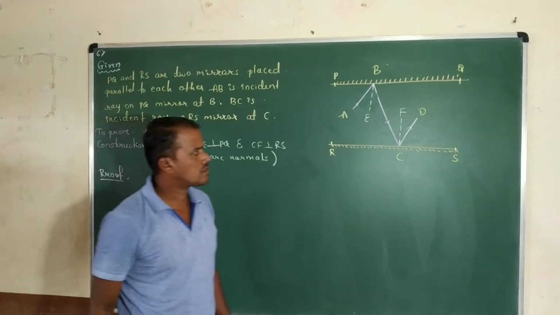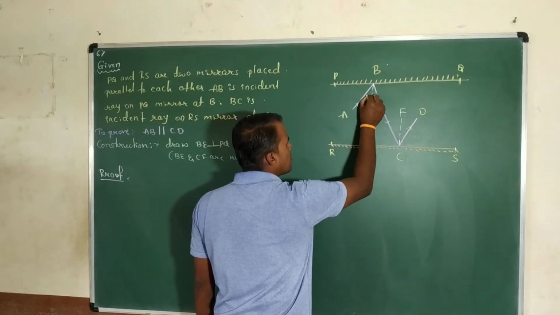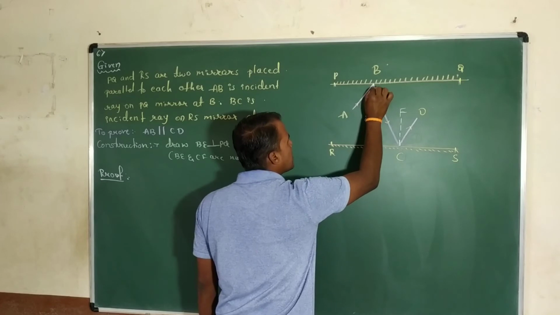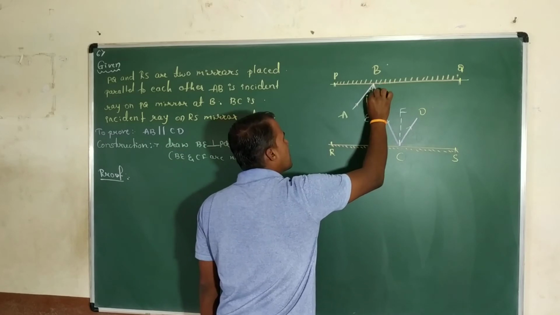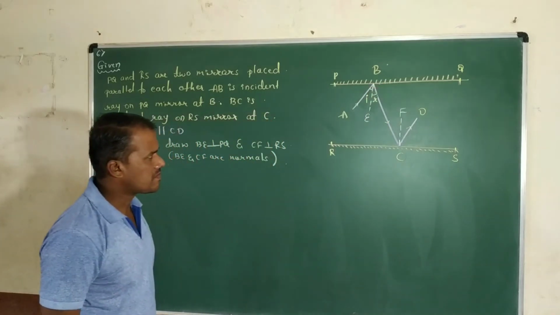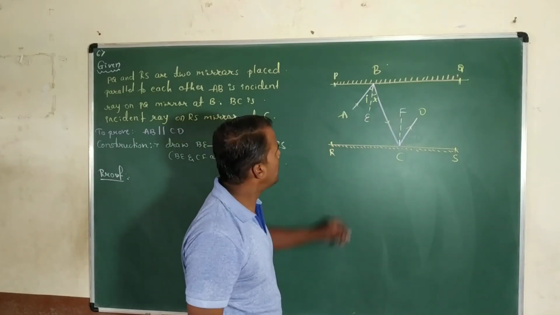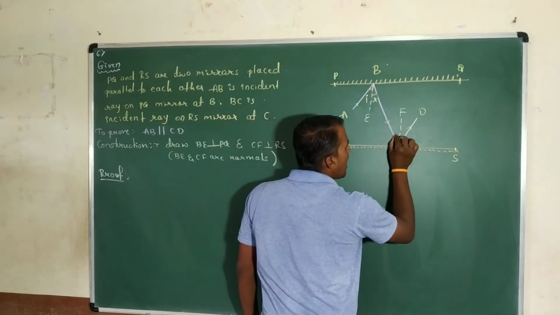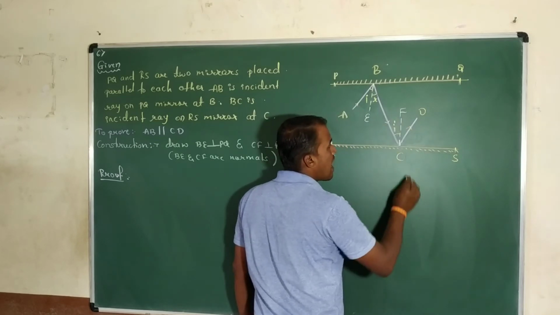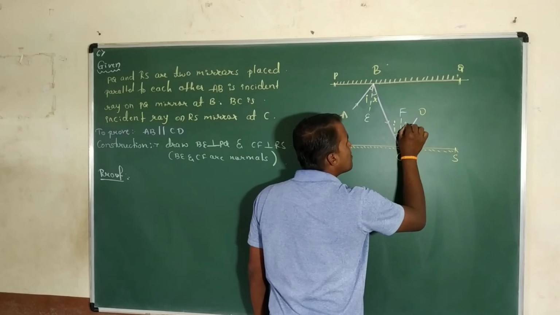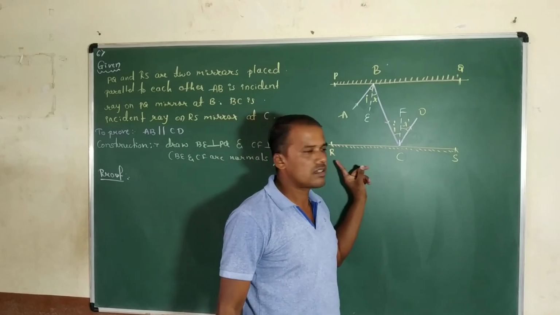Observe it. Here, this is the incident angle and this is the reflected angle. I and R are the incident angle and reflected angle on the PQ mirror. I dash and R dash are the incident angle and reflected angle on the RS mirror.